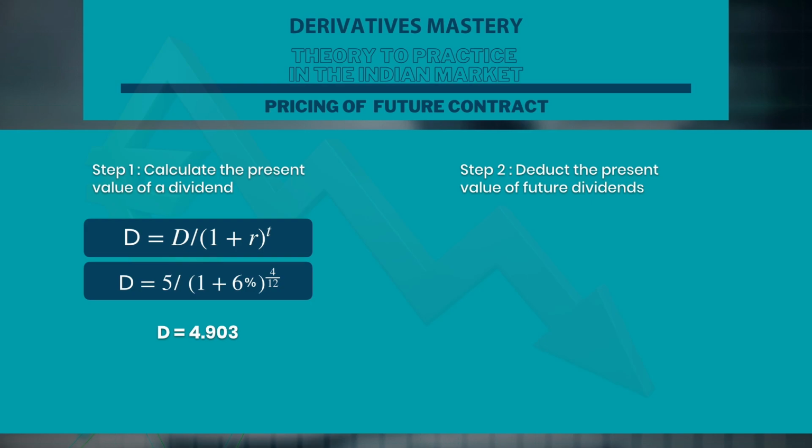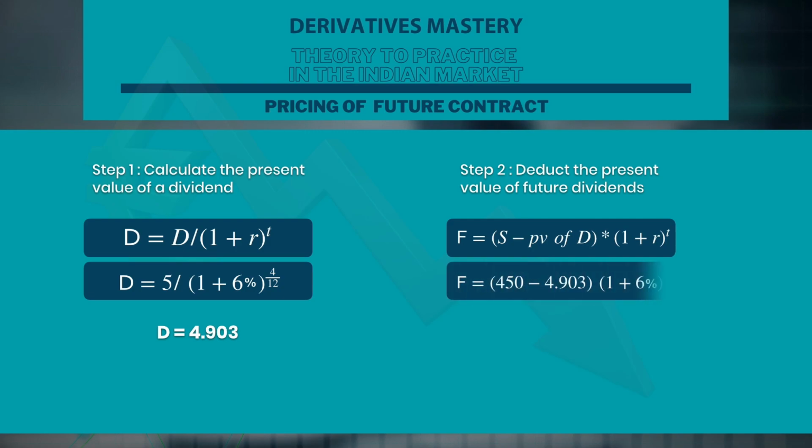Now, the second step is to deduct the present value of the future dividends from the current spot price and then calculate the stock's future value. So the formula used here is (stock price minus the present value of dividend) into (1 plus r) to the power t. So let's plug in the values. So (450 minus 4.903) into (1 plus 6%) to the power 6 by 12 gives us a future value of 458.25. So the fair future price of SBI with annual compounding is rupees 458.25.